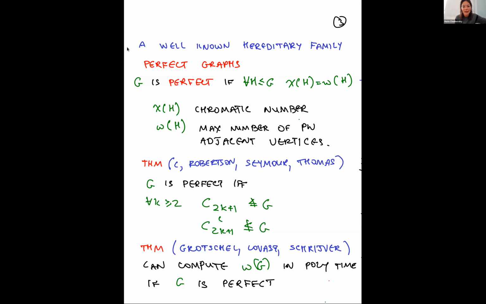Being perfect is closed under taking complements, and that's called the strong perfect graph conjecture, which says a graph is perfect if and only if it doesn't contain certain induced subgraphs, right? So it characterizes all minimal imperfect subgraphs. It characterizes all minimal obstructions for being perfect. And it turns out that the obstructions are odd cycles of length at least 5 and complements of odd cycles of length at least 5.